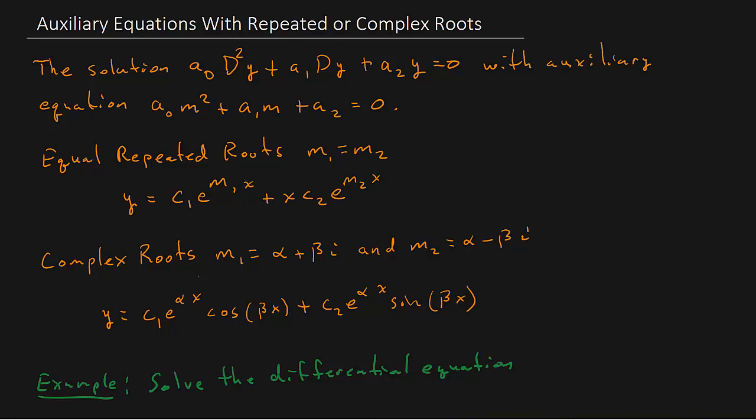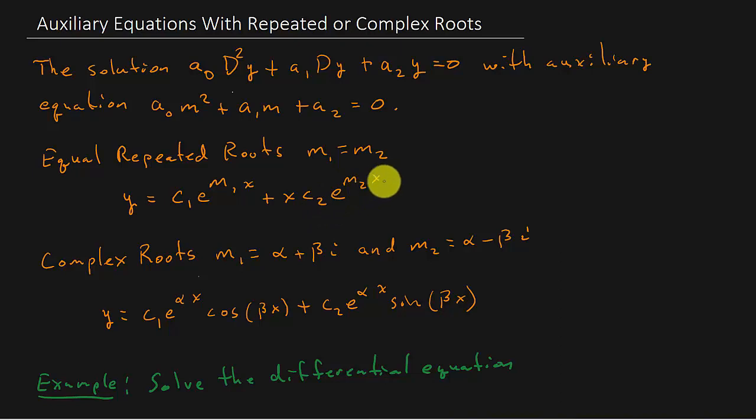All right, so the solution of this differential equation here, a naught d2y plus a1 dy plus a2y equals 0, with auxiliary equation a naught m squared plus a1m plus a2 equals 0. So if this is the auxiliary equation and we have equal repeated roots, so m1 and m2, the two roots are equal to each other, our solution is y equals c1 e to the m1x plus, now here it is, x times c2 e to the m2x.